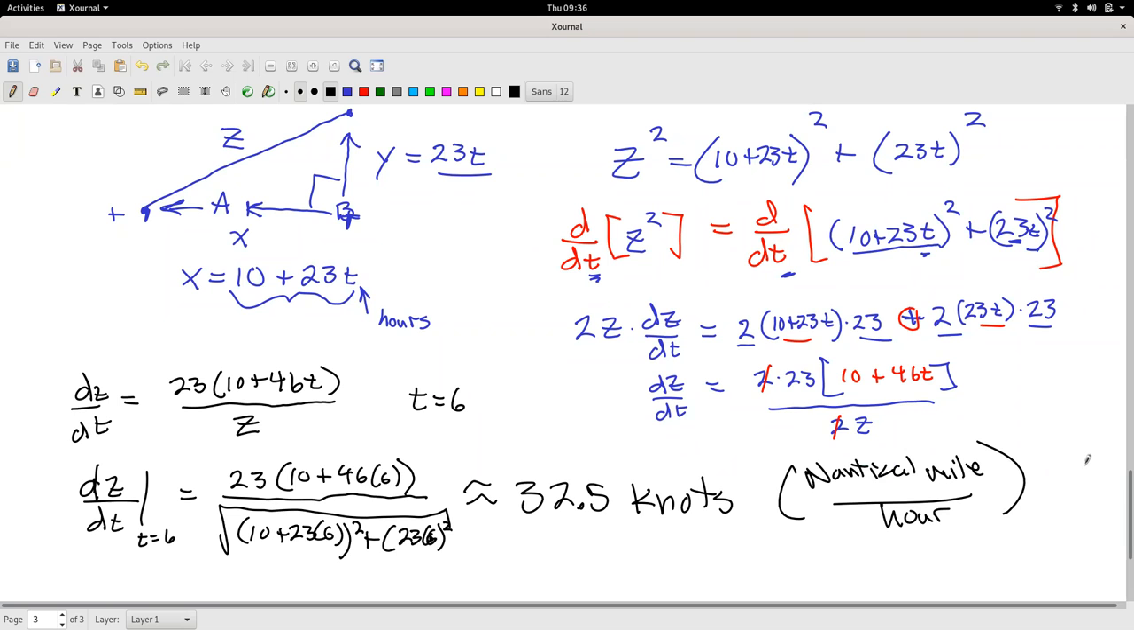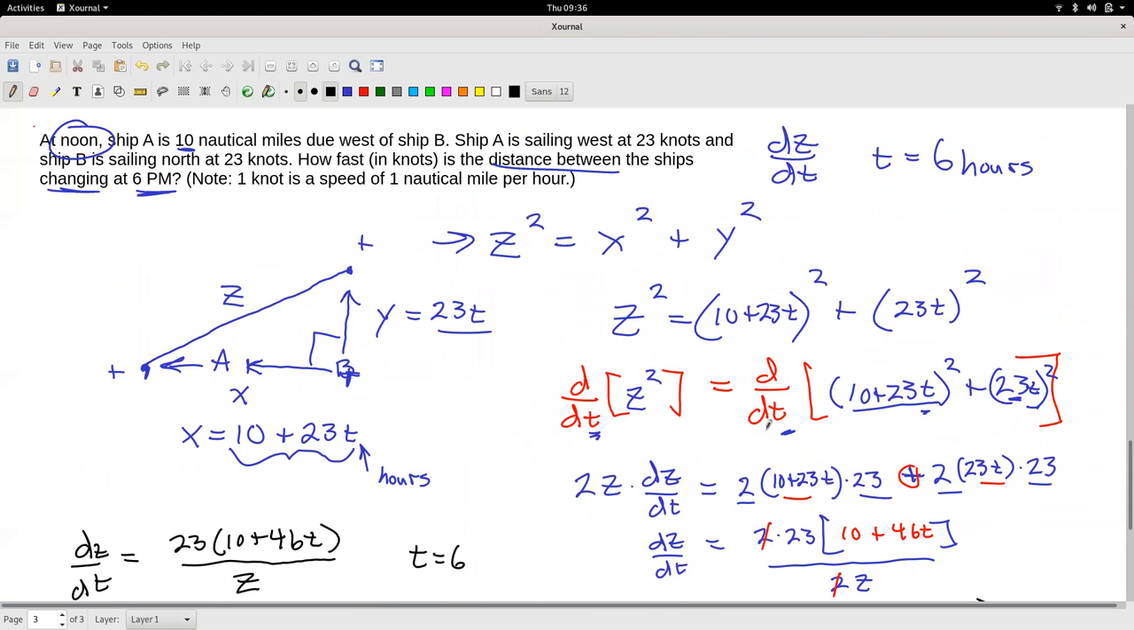So go back up to my diagram here. So we have the rate of change in this direction right here. So that would be dy dt. That's just that 23 knots up there. And dx dt, the rate of change of this side over here, that's also 23 knots. And we just calculated that at least at this particular time, dz dt is about 32.5 knots, nautical miles per hour.